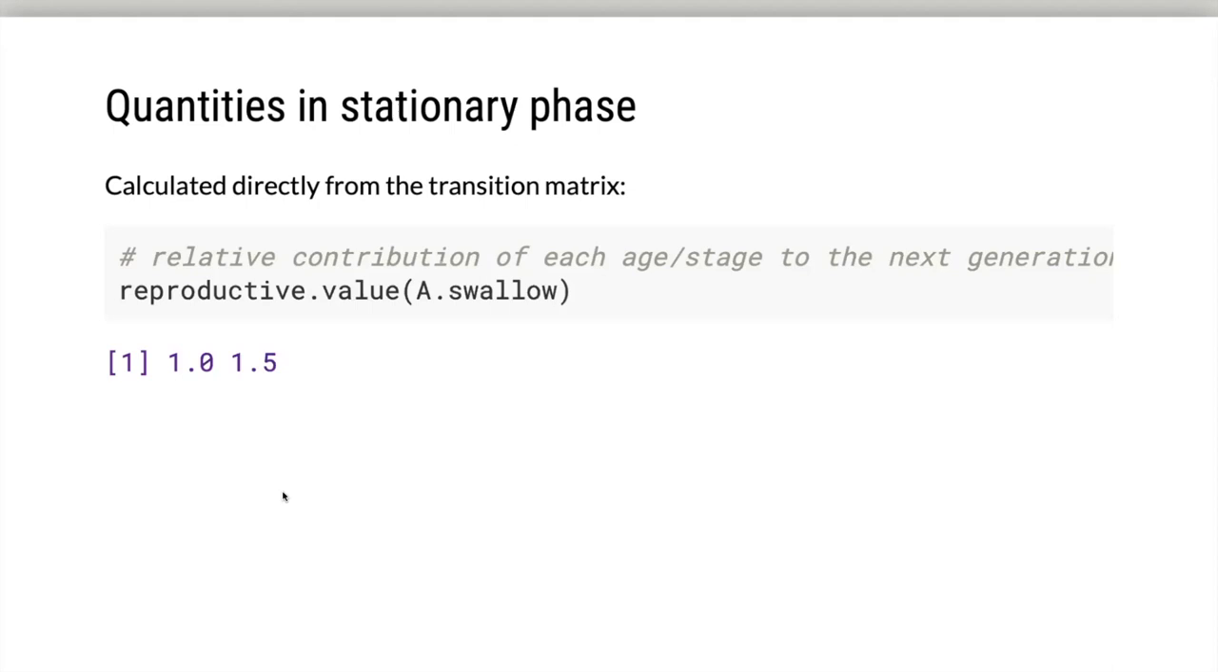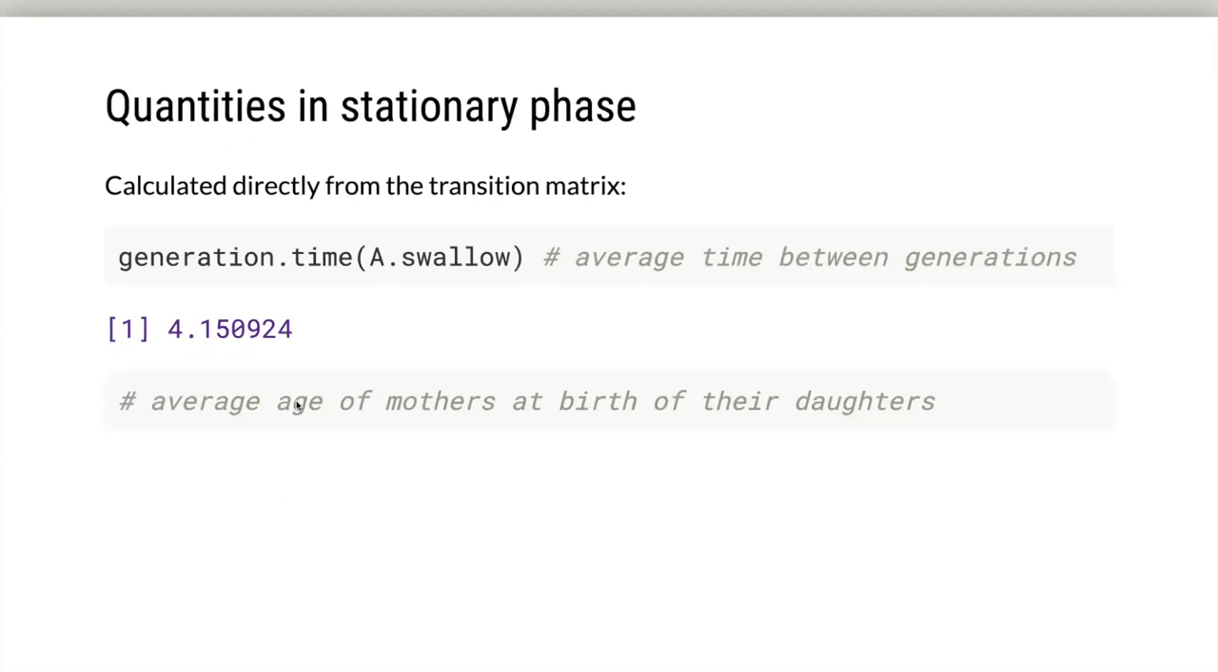So the first age class is always a one, and the second value is giving you the relative contribution. So here we know that adults contribute 1.5 more individuals to the next generation. That's because they have a higher survival and also a higher fecundity. So that's helping you to identify the key compartments that control the dynamics of your population.